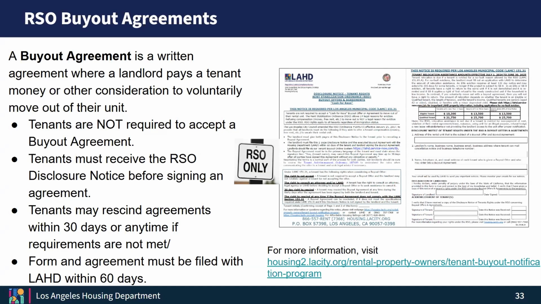Tenants are not required to accept a buyout agreement. Tenants must receive the RSO disclosure notice before signing an agreement. Tenants may rescind agreements within 30 days or any time if requirements are not met. The form of agreement must be filed with the housing department within 60 days. Next slide.